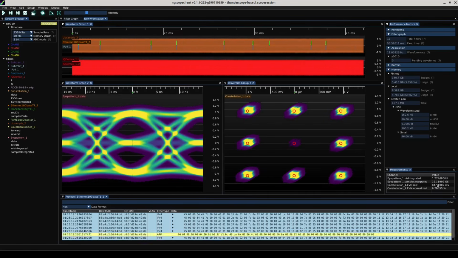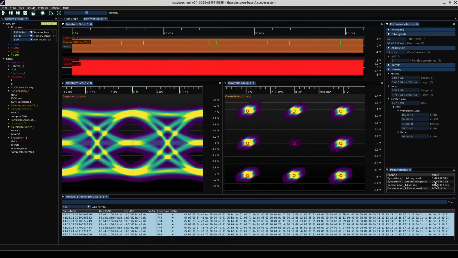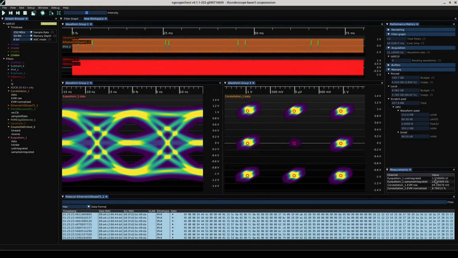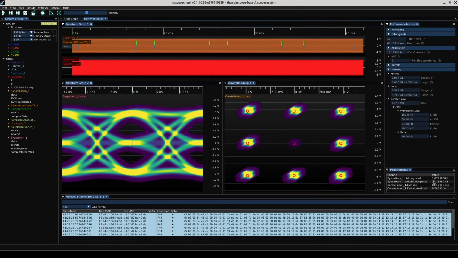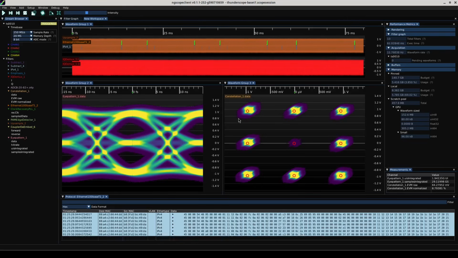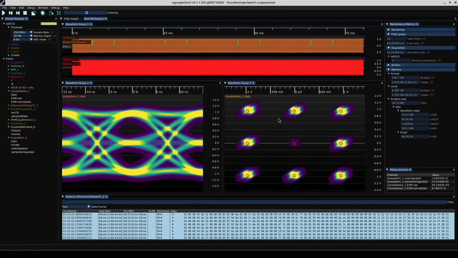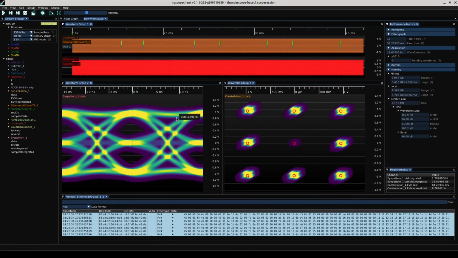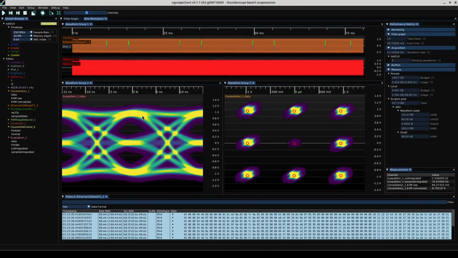But since I cleared, we're already at 20 gigasamples integrated, 1.5 billion UIs integrated, and that's in just a couple of seconds. This is the full 1 gigasample per second off the ADC being processed in real time on the GPU with the de-embedding, the clock recovery, the protocol decoding, everything in real time on the GPU.